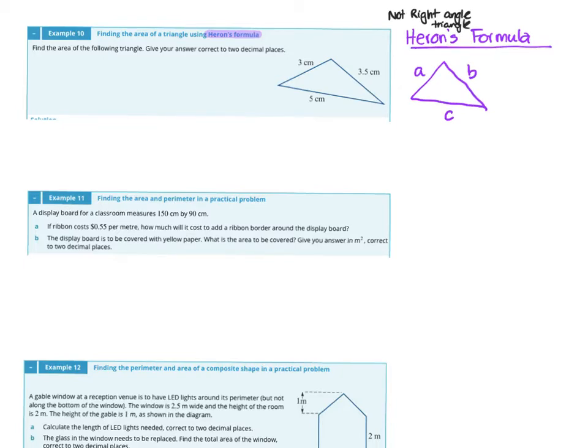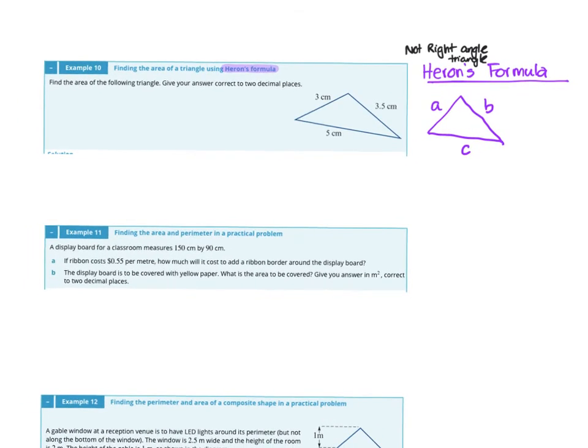Sorry, I'll move that down a bit. So Heron's formula, what you need to do is, area equals the square root of S, and then it's S minus A times S minus B times S minus C. So you can see A, B, C are the side lengths of the triangle there, but what is S?